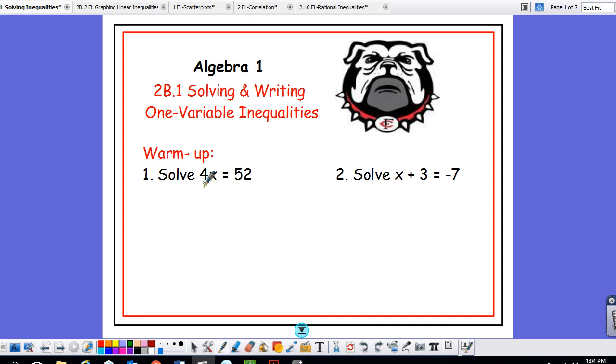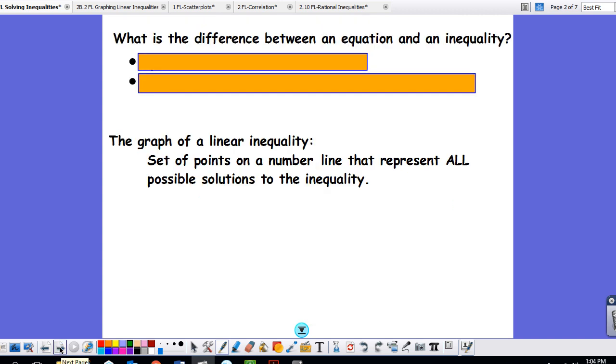All right, so you can do a quick warm-up, practice solving some equations. This one we're going to divide by 4. We get x equals 13. Here we would subtract 3 from both sides, get x equals negative 10. So just make sure you keep up with your skills on solving equations.